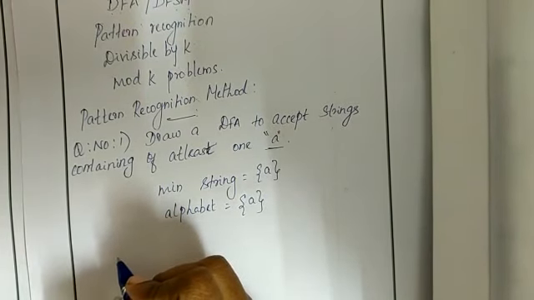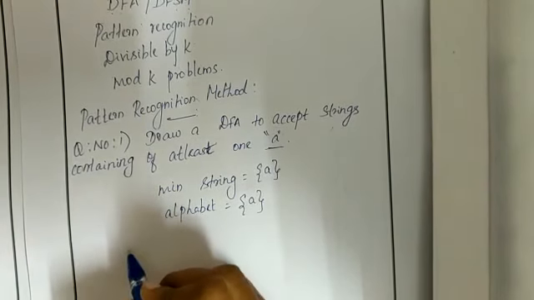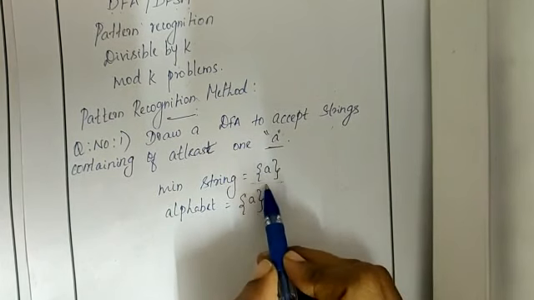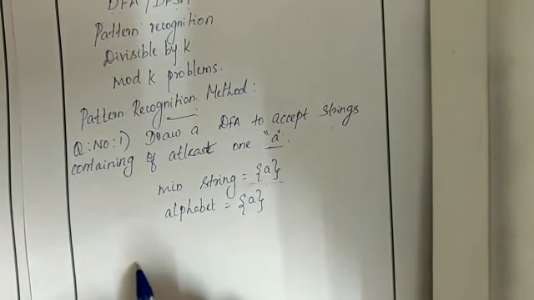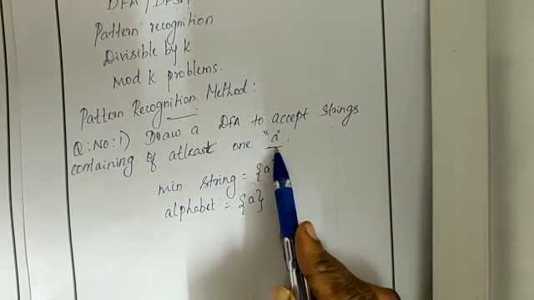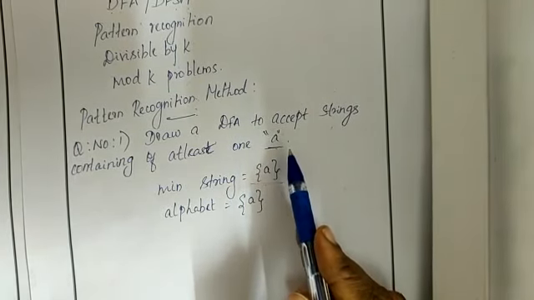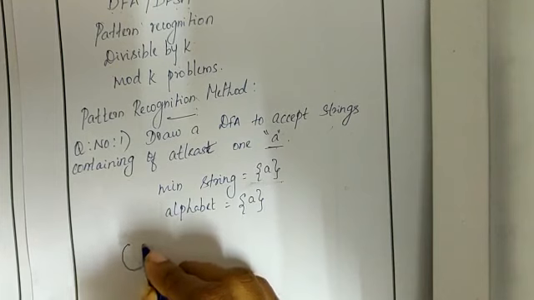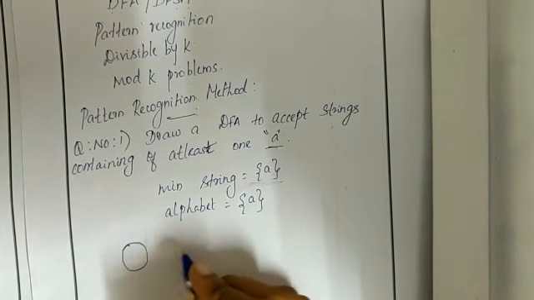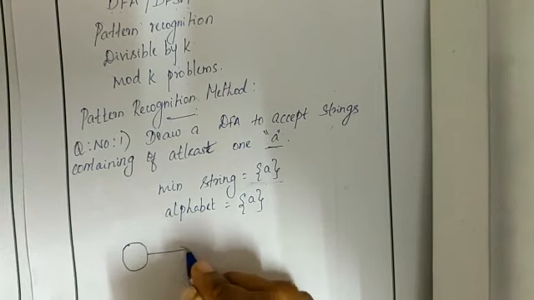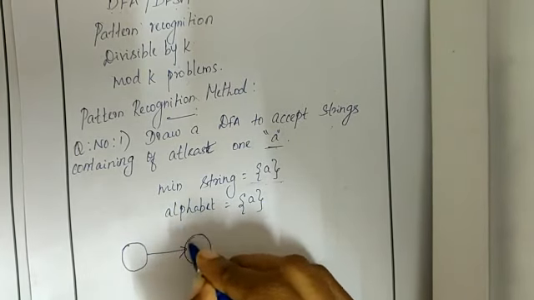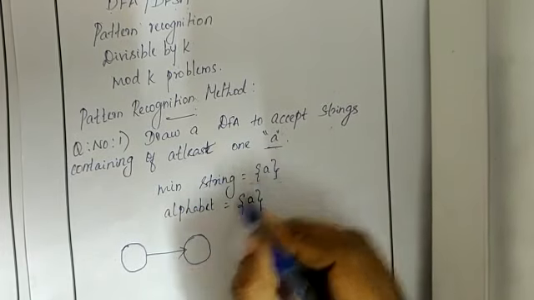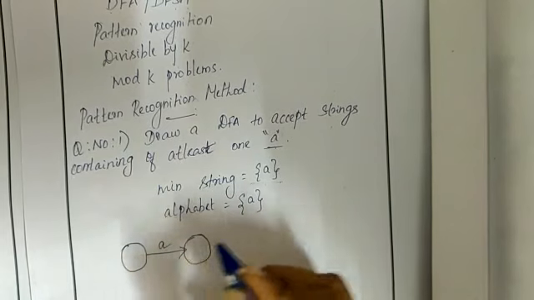Now I have to draw my transition diagram. While drawing the transition diagram, whatever string is given in the question, with that string I have to draw my transition diagram. Here in my question the pattern is A, so using this pattern, draw your transition diagram. How to draw a transition diagram? This is my state. I have only one element in my minimum string, so I'll write A.